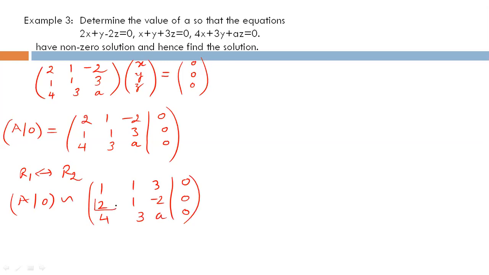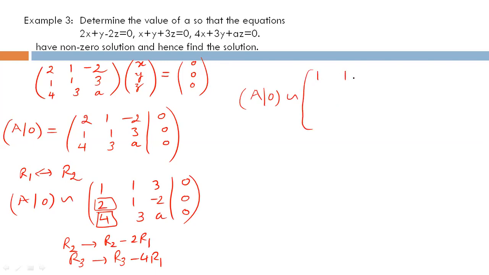Now change it into row echelon form. So these entries must be 0. So R2 is replaced by R2 minus 2R1 and R3 is replaced by R3 minus 4R1. So the augmented matrix is equivalent to 1, 1, 3, and no need to bother about the column 0 vector.